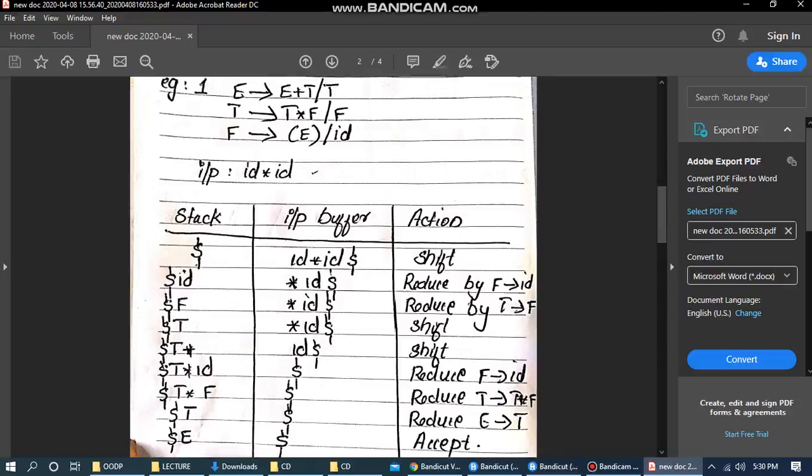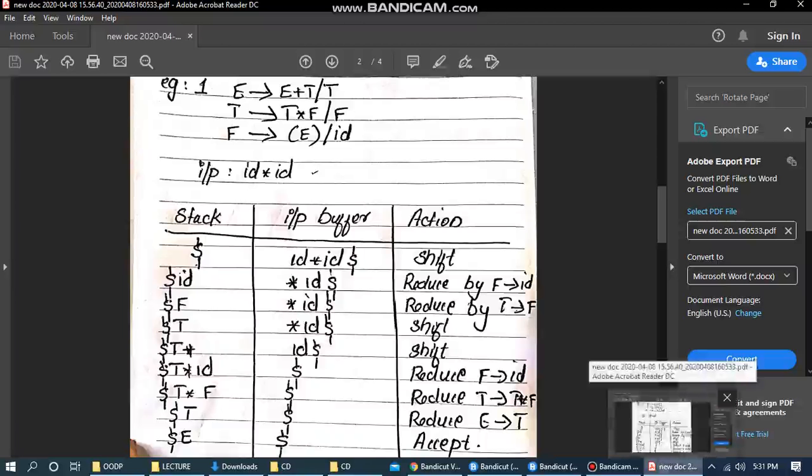That is, the stack is filled with a dollar and the start symbol of the grammar which is given in the question, and the input buffer also represents the end of the string. That means the entire input string is scanned, and the action in the action column, you have to write it as accept. I will explain another example also.